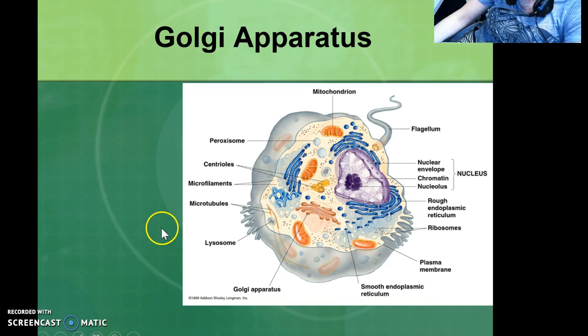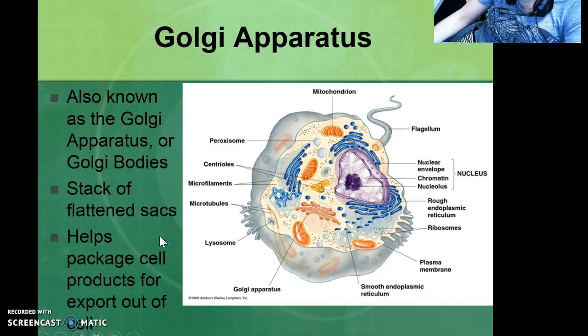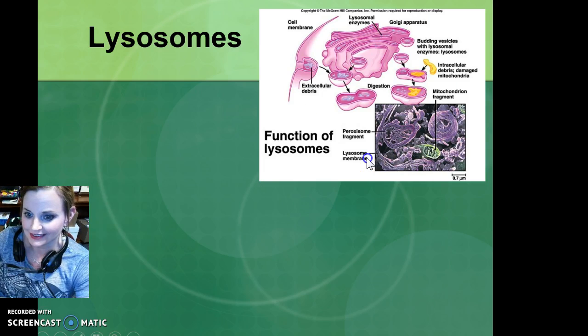All right, Golgi apparatus. This is like a packaging center. It's where vesicles are made to send stuff out of the cell. So it's going to take things that are made in the cell, the proteins and things like that, and it's going to package them into these little vesicles. And it's going to take those vesicles and send them out of the cell through exocytosis. Well, the exocytosis takes place at the membrane, but the Golgi apparatus is where those little vesicles are formed.